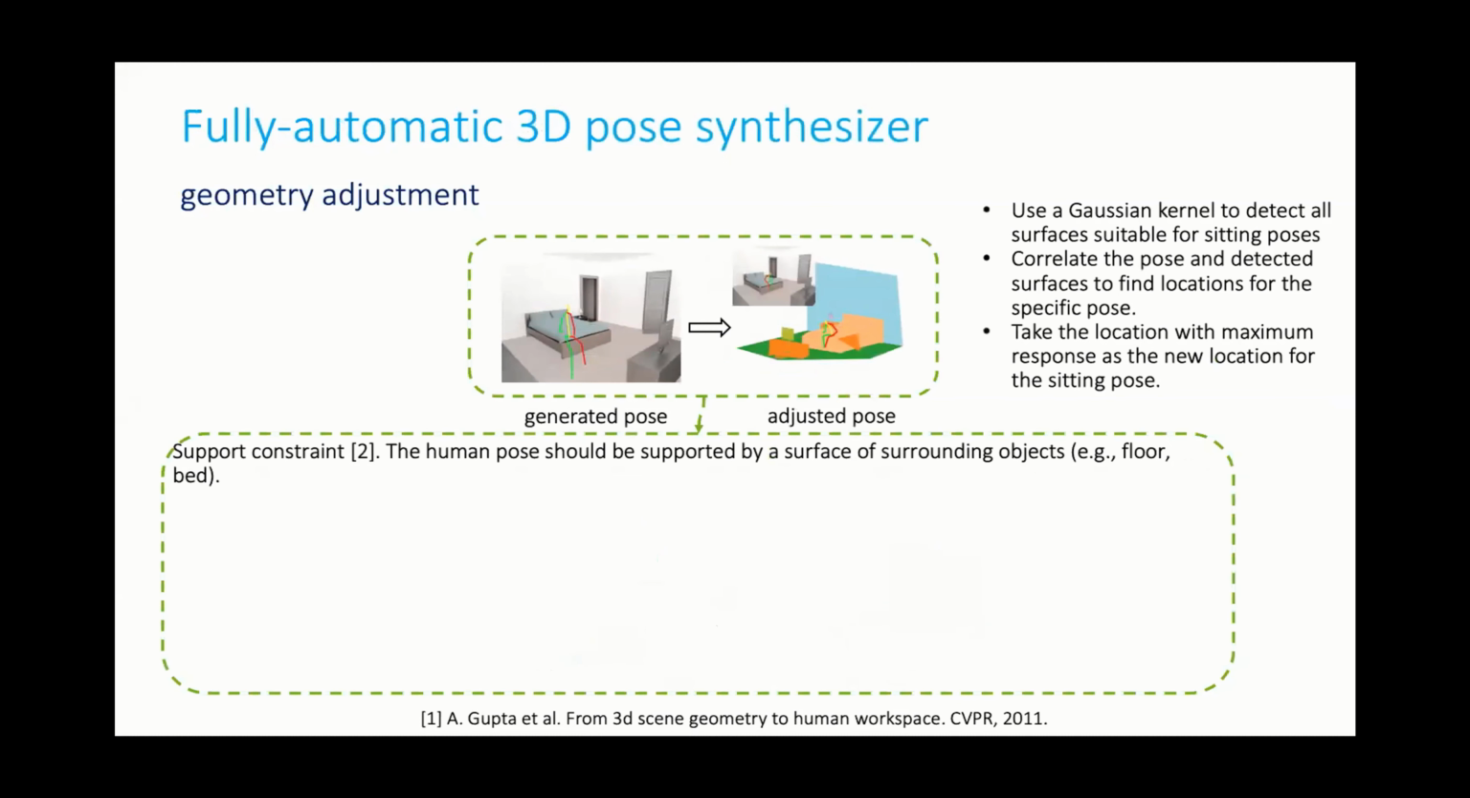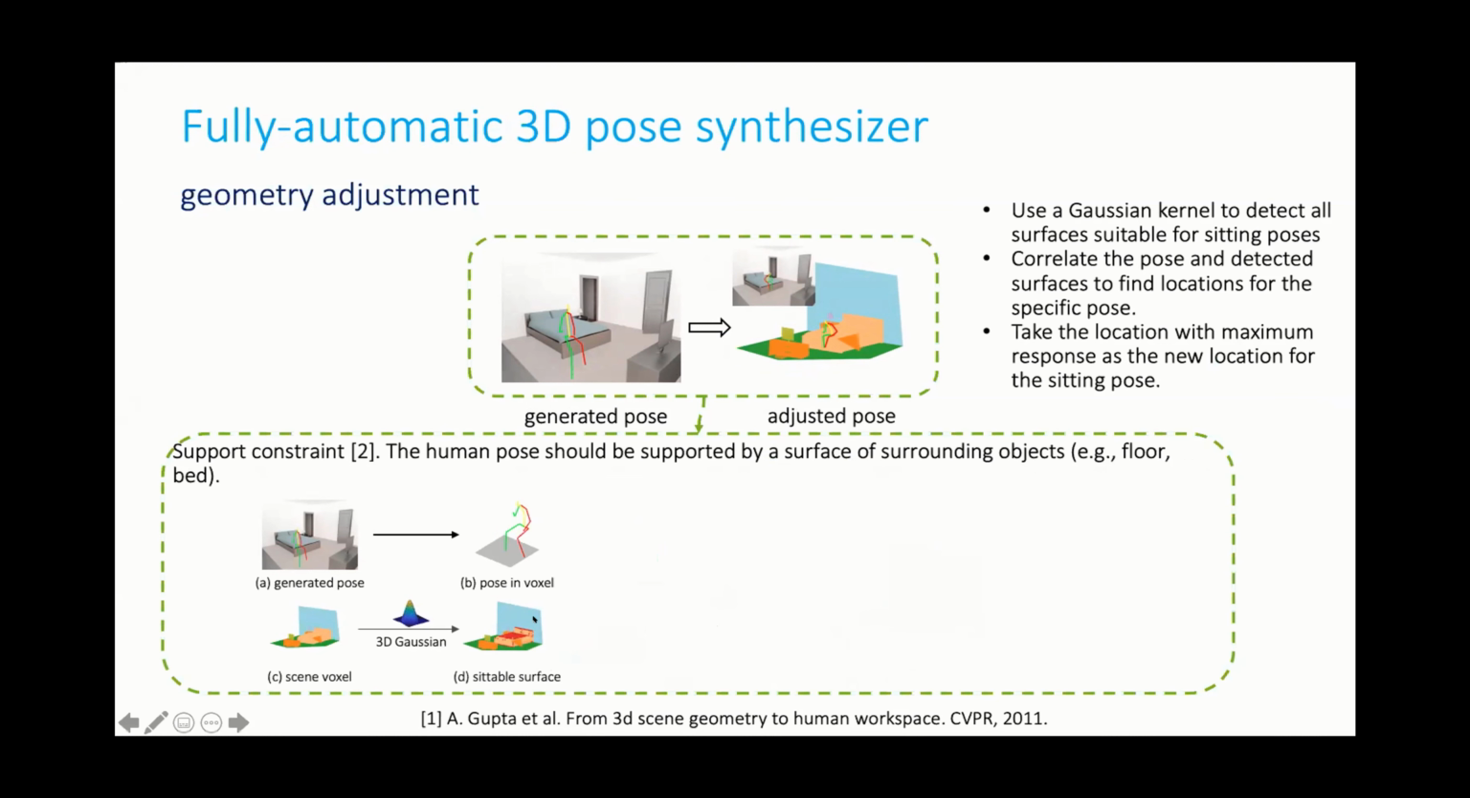And the other thing we need to know is where the person can sit. So basically we know the furniture again. We apply a 3D Gaussian on top of that before we apply correlation, so that we can determine whether a person can be supported by the object or not.